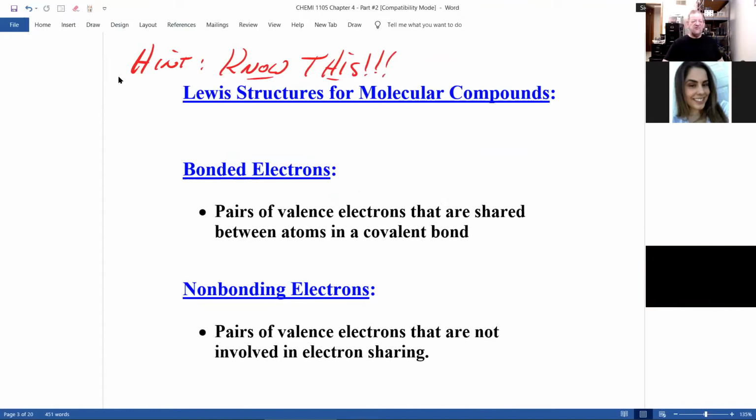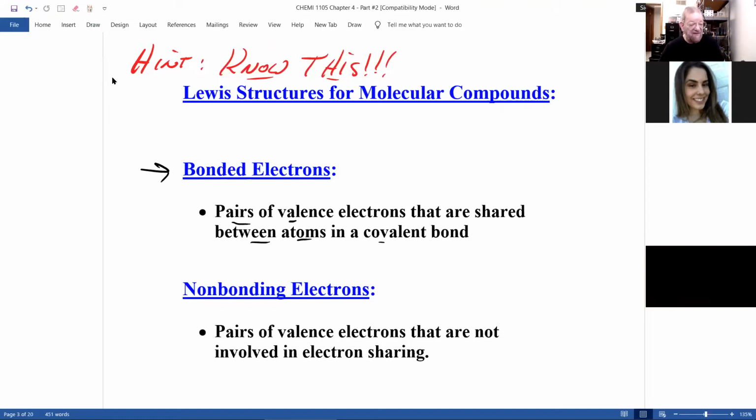When we talk about a Lewis structure, there are 2 types of valence electrons we show in Lewis structures for molecular compounds, molecules. The first one is the bonded electrons. And what are bonded electrons? I'll never ask on a test what are bonded electrons, but I might ask you to circle them in a Lewis structure. And those are pairs of electrons, the valence electrons, that are shared between atoms in a covalent bond. Remember, covalent bond: sharing pairs of electrons between atoms.